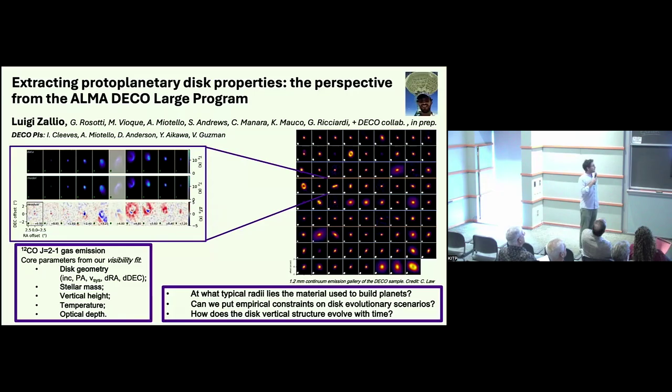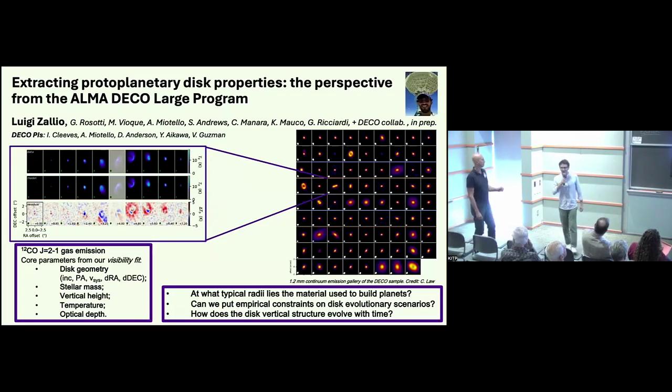The main questions that I'm interested in with this work are: at what typical radii lies the material that is being used to build planets, can we put empirical constraints on disk evolutionary scenarios, and how does the disk vertical structure evolve with time. So if you want to talk about visibility fitting or discuss any of these goals, please come talk to me. Thank you.